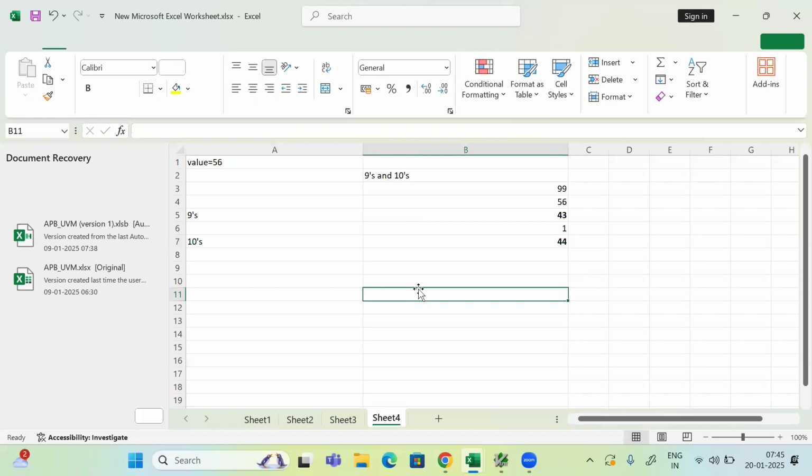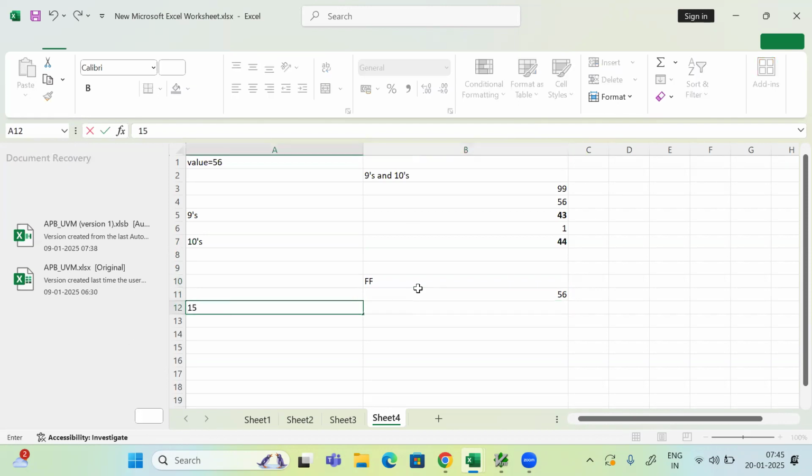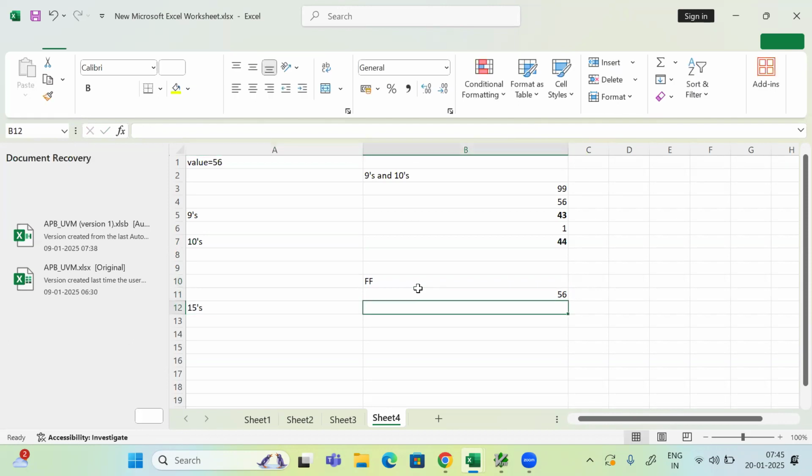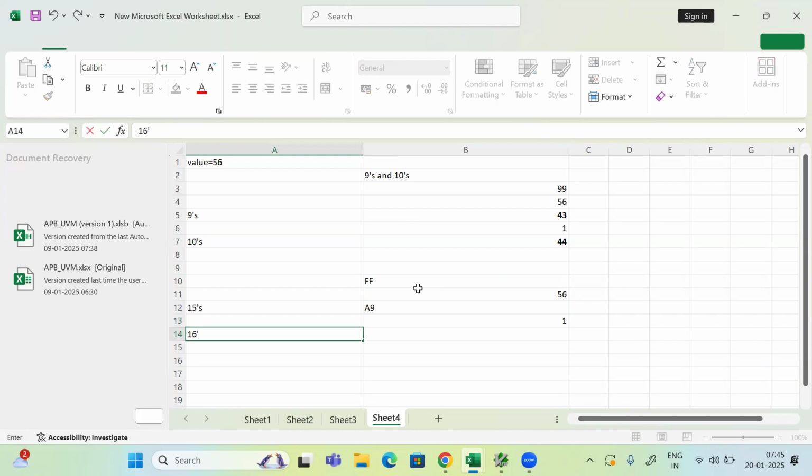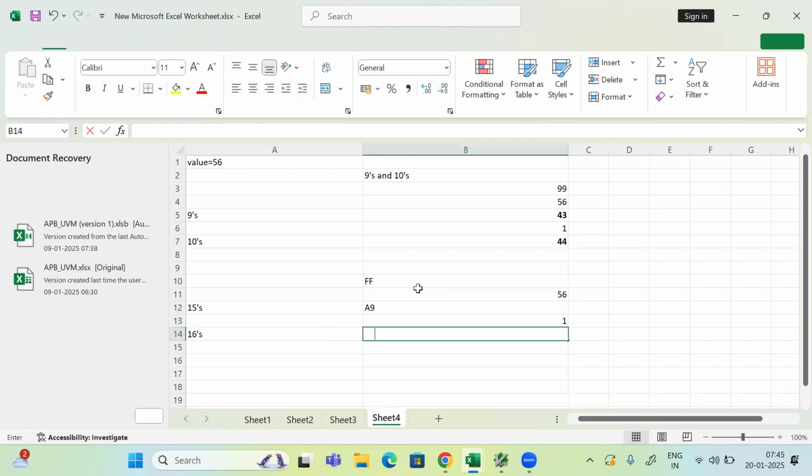Now 56, if I ask you, tell me the 15's complement. What is the value? A9. A9. If I ask you the 16's complement, correct?